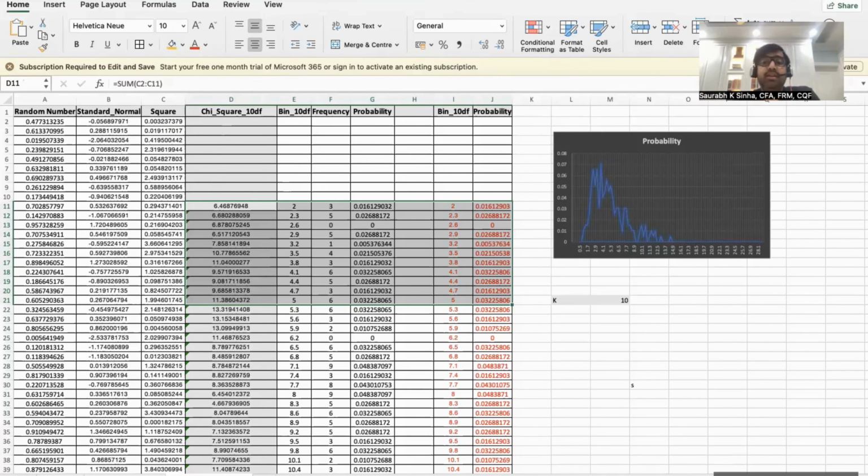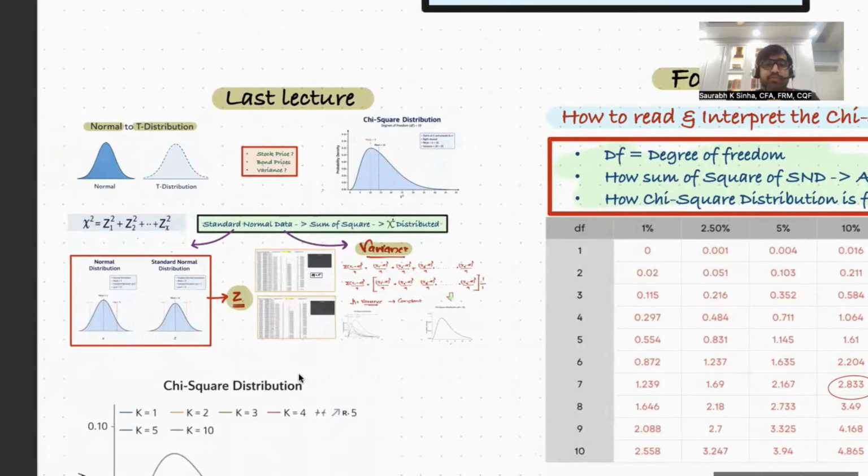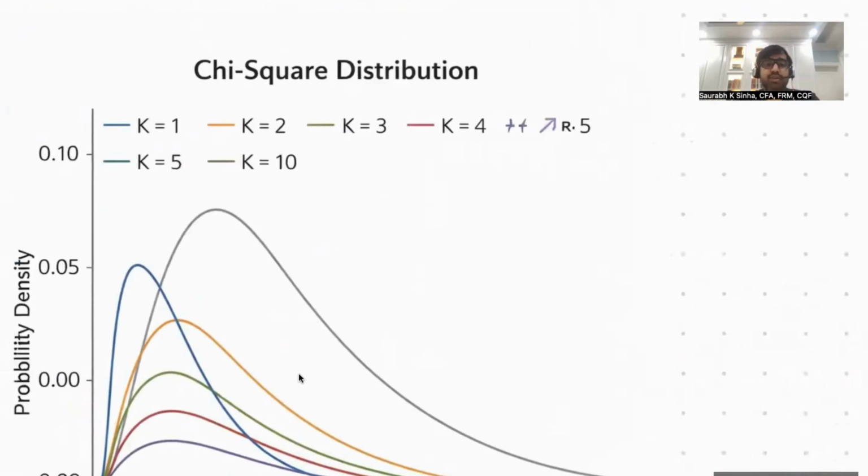They're not identical. If you change the number of standard normal data sets you are adding, if it is 5, the shape is different. If it is 6, the shape is different. If it is 7, the shape is different. If it is 10, you have a different shape of chi-square distribution. And that's why chi-square distribution is a family of distributions.